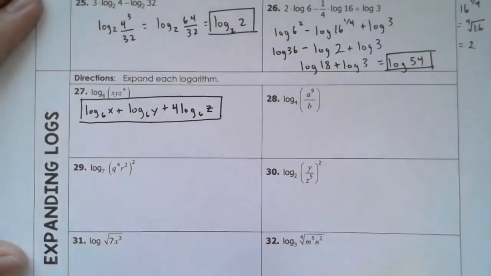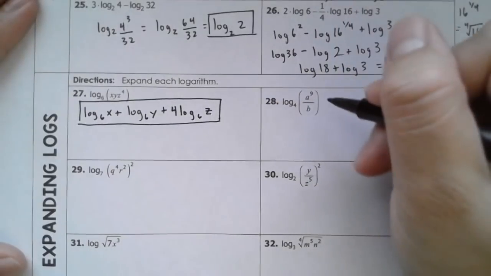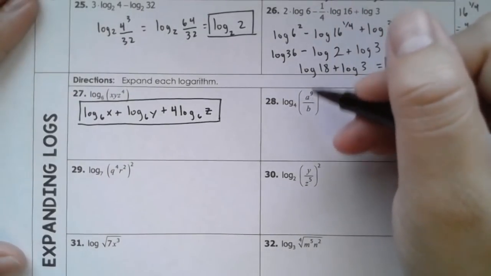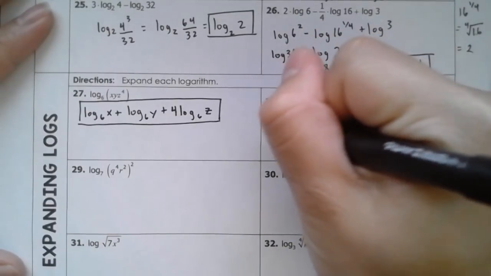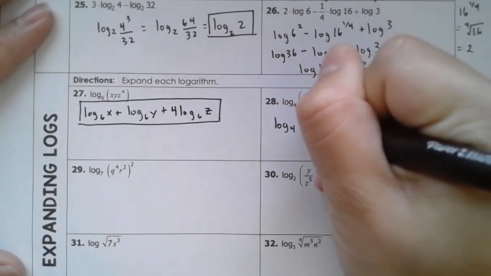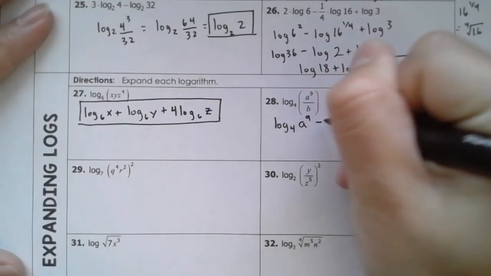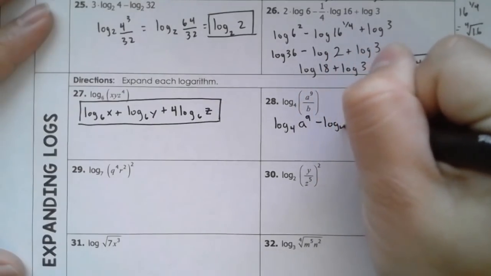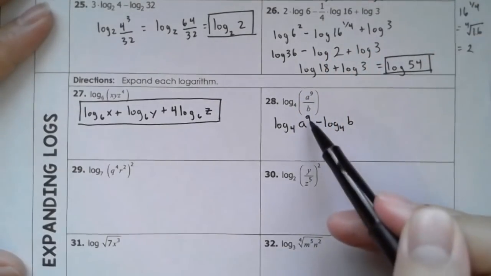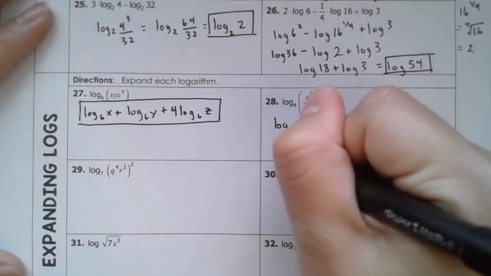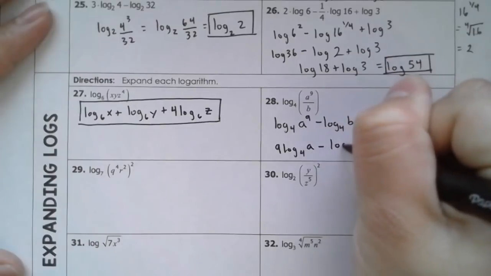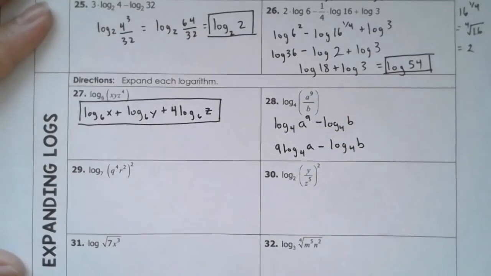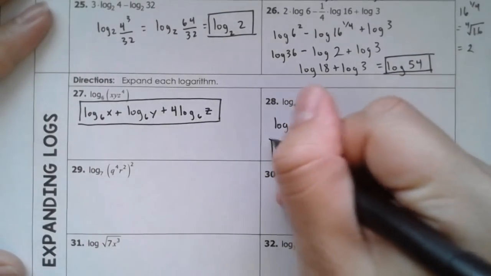Next one, we have division or quotient. We can rewrite this as a difference of logs. So log base 4 of a to the 9 minus log base 4 of b. This one has an exponent, so I can move it to the front. 9 log base 4 of a minus log base 4 of b, and that's it.